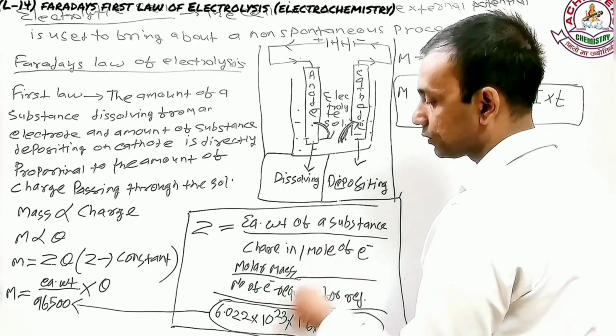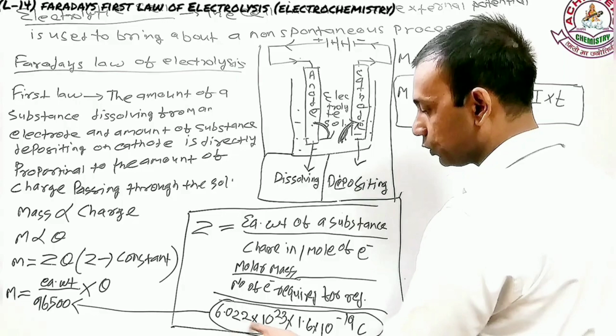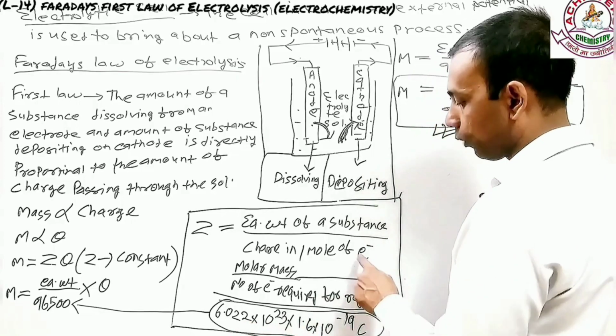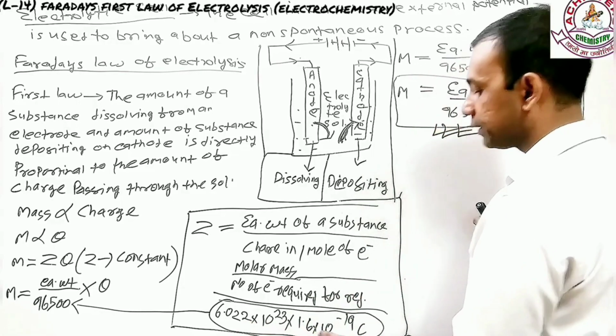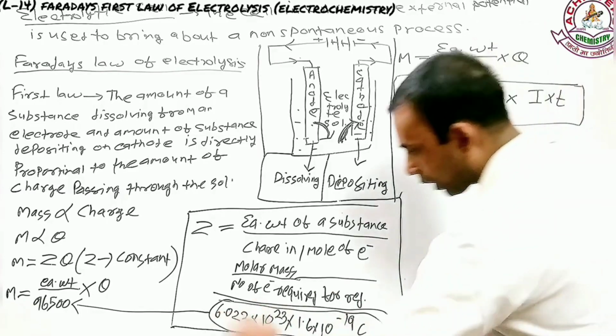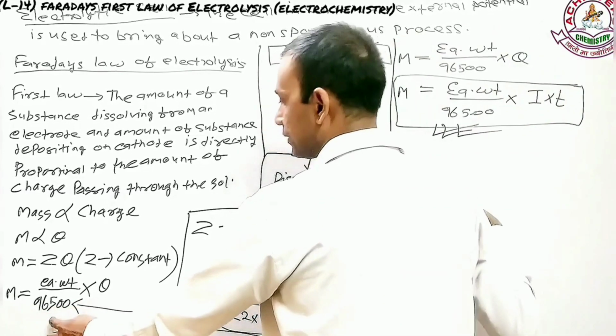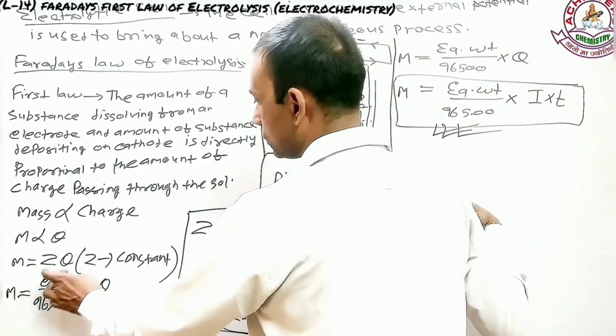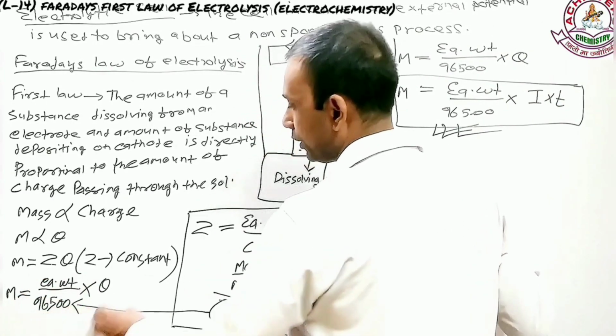So what is 1 mole of electron charge? The value of 1 mole is 6.022 into 10 power 23. And what is the charge of 1 electron? 1.6 into 10 power minus 19 coulomb. If you solve it, you are going to have this value 96500. So therefore, M is equal to equivalent weight upon 96500 into Q.